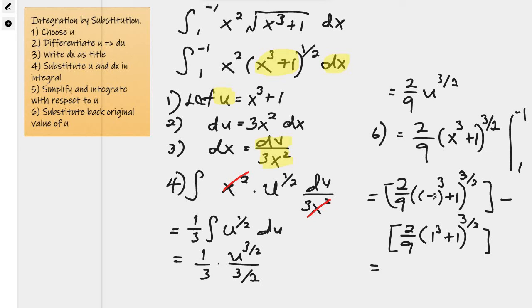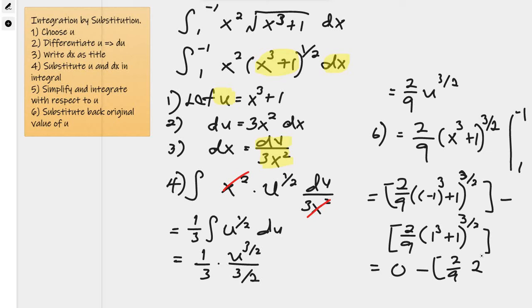So again, if you substitute negative 1 cubed, you will get negative 1, plus 1, you will get 0. 0 to the power of 3 over 2, you get 0. 0 times 2 over 9, you get 0. So the first value, you get 0. In the second value, 1 cubed, you will get 1, plus 1, you will get 2. So 2 to the power of 3 over 2. So it's actually, I can simplify it to be 2 over 9.